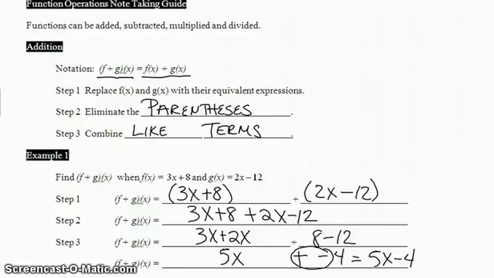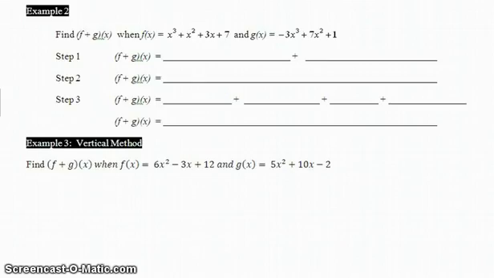All right, our second example, f plus g of x, where f of x equals x cubed plus x squared plus 3x plus 7. I'm going to write those functions down without the function notation, just the expressions. And then g of x equals negative 3x cubed plus 7x squared plus 1. Next, step 2 said to remove the parentheses. Easy, I can do that.